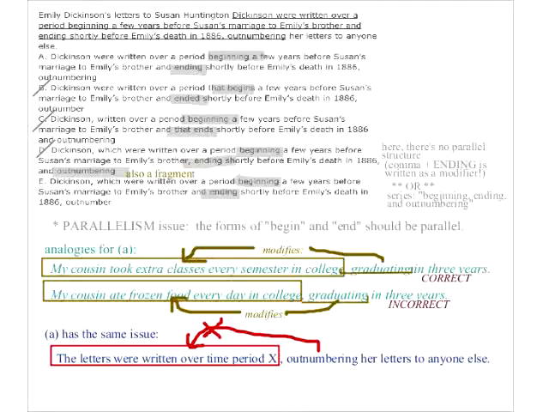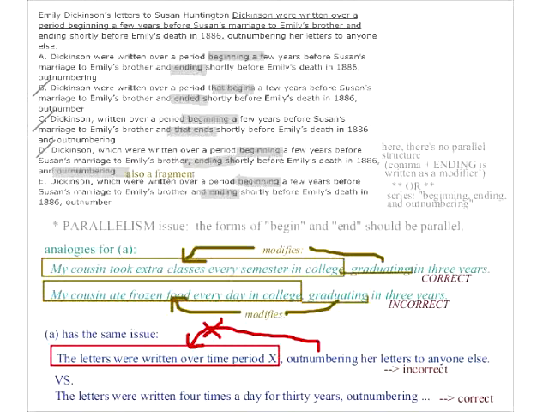Versus if you had another sentence with something like this: the letters were written 4 times a day for 30 years, comma, outnumbering her letters to anyone else, then this would be correct. Because then 4 times a day for 30 years is clearly very strongly related to the fact that these things outnumber all of her other ones. But this one, there's no relationship at all, so it doesn't make any sense. Okay, smiley face if you guys understand this distinction here.